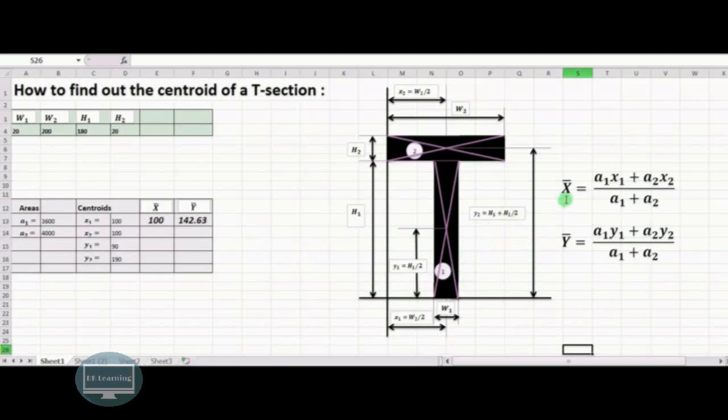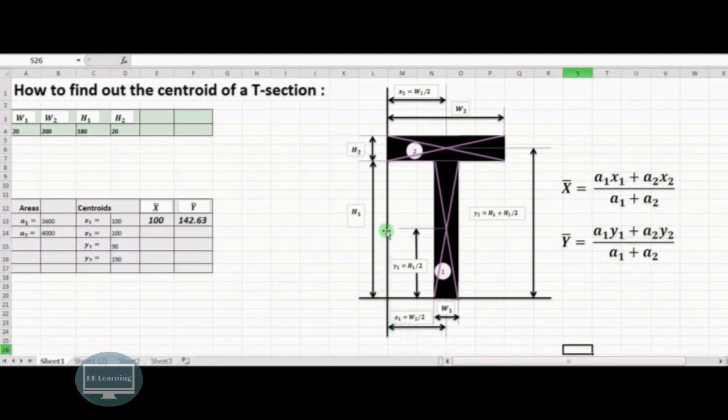So we know that x bar is given by a1x1 plus a2x2 divided by a1 plus a2, and y bar is given by a1y1 plus a2y2 divided by a1 plus a2. So let us try to understand how to find these values of x1, x2, y1 and y2 first.